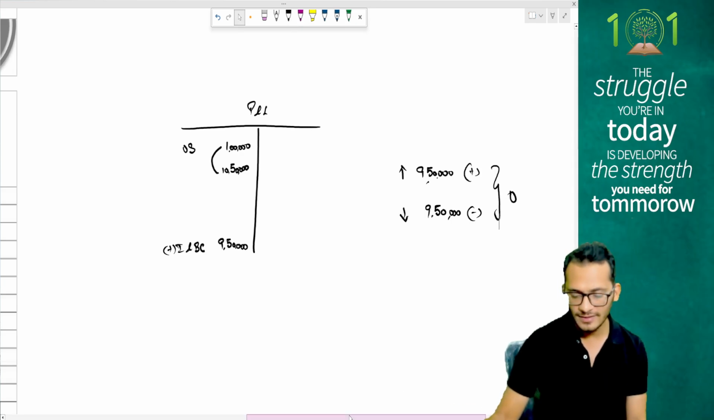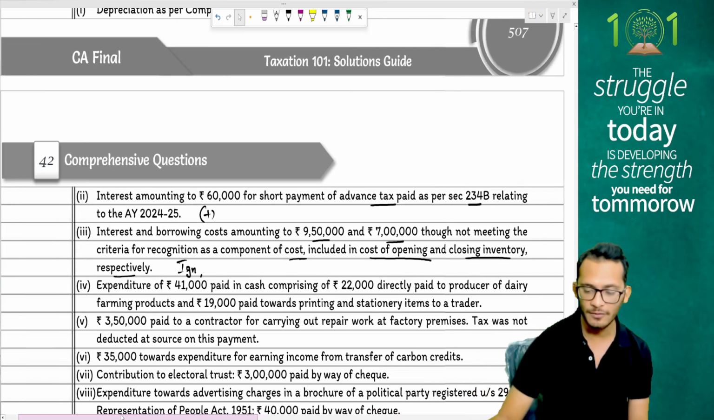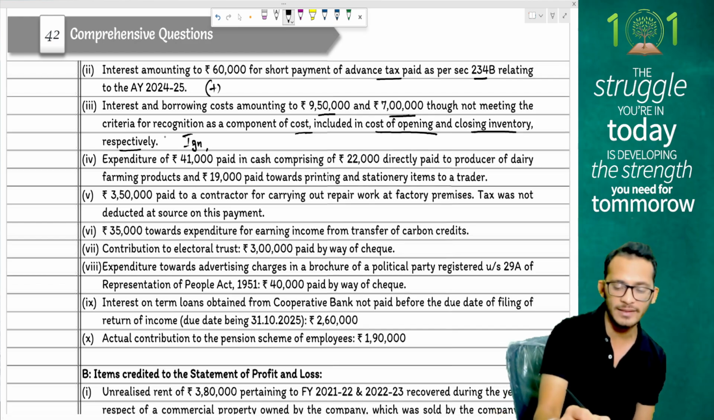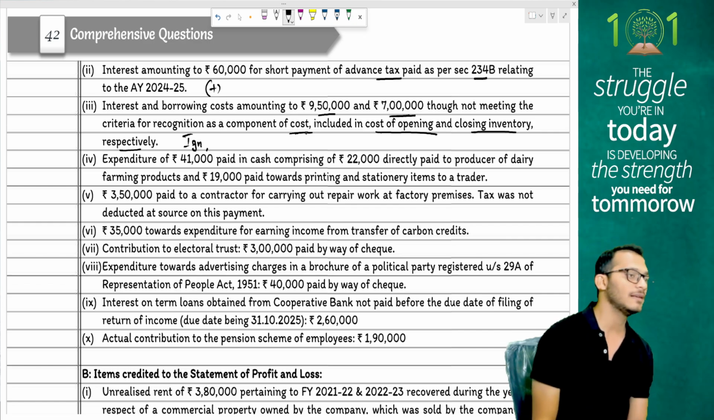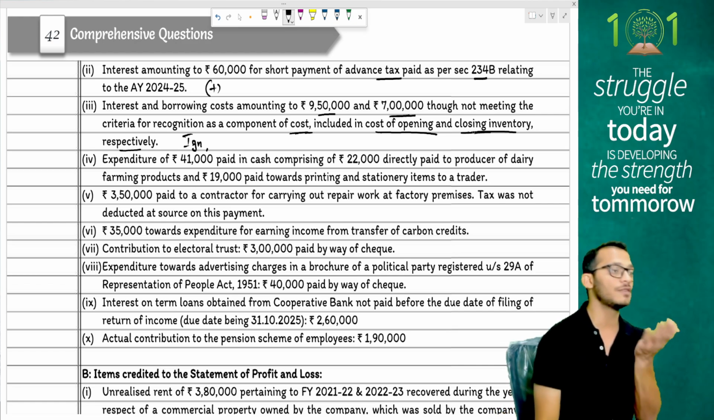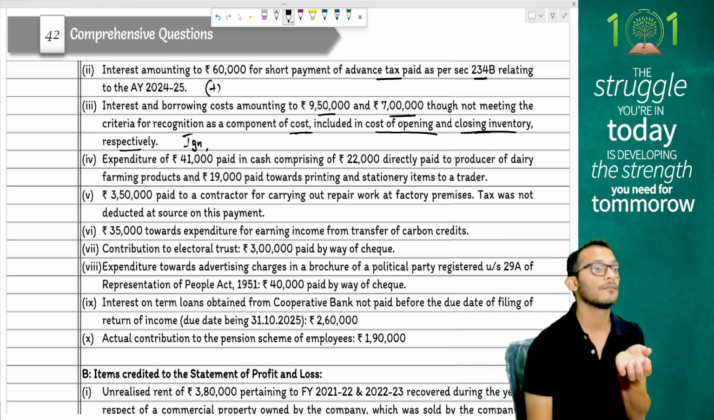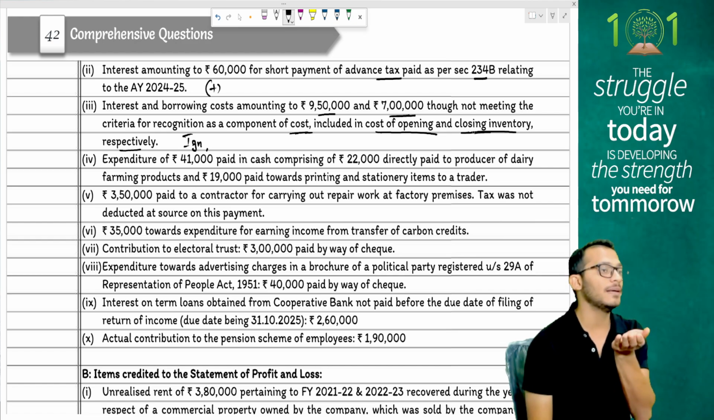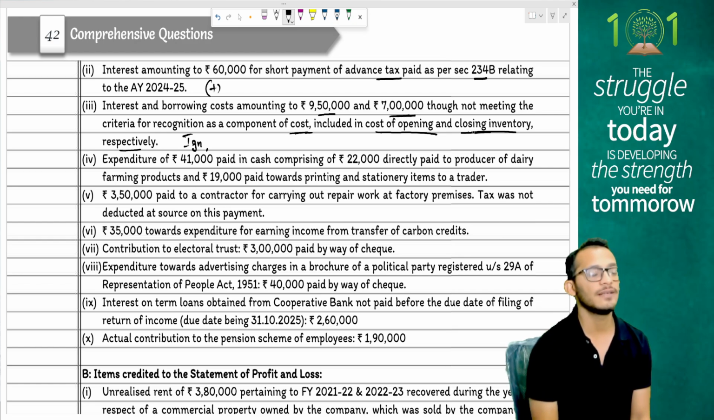Now comes the question of the 7 lakhs. Now 7 lakhs is what I'm a little confused about, because it says interest and borrowing cost amounting to 7 lakhs, though not meeting the criteria for recognition of component of cost, is included in the closing inventory respectively. So closing inventory is also increased by 7 lakhs.